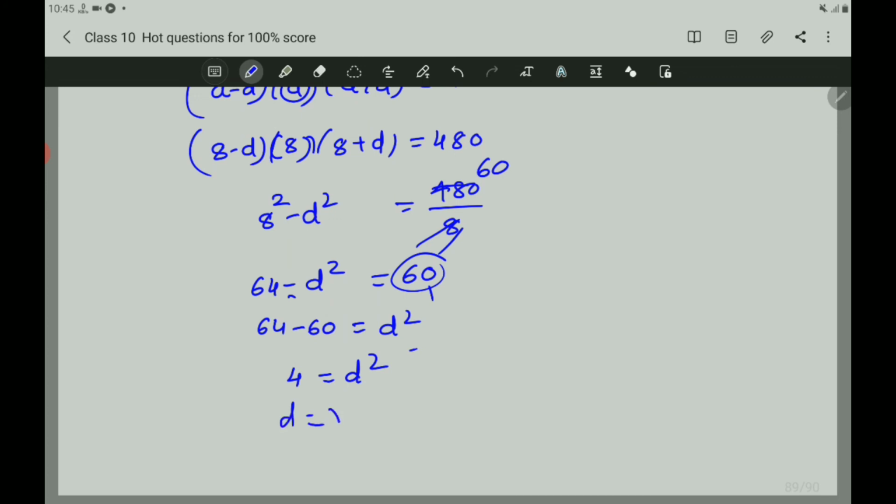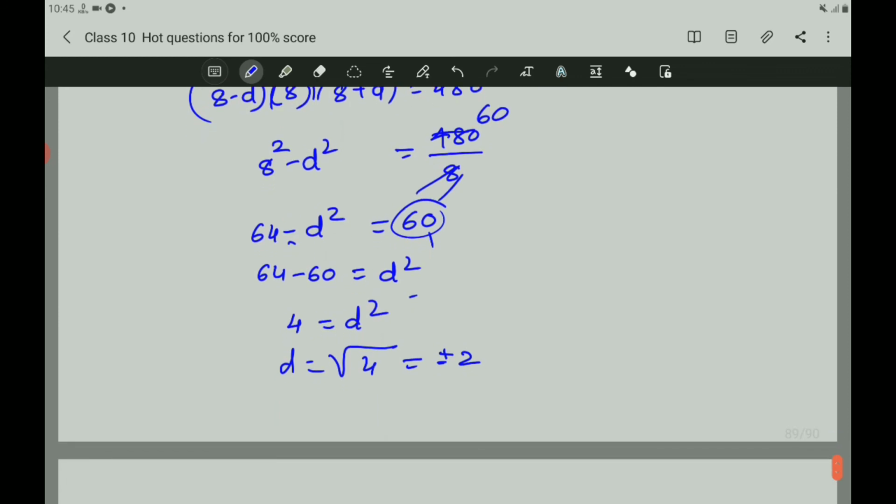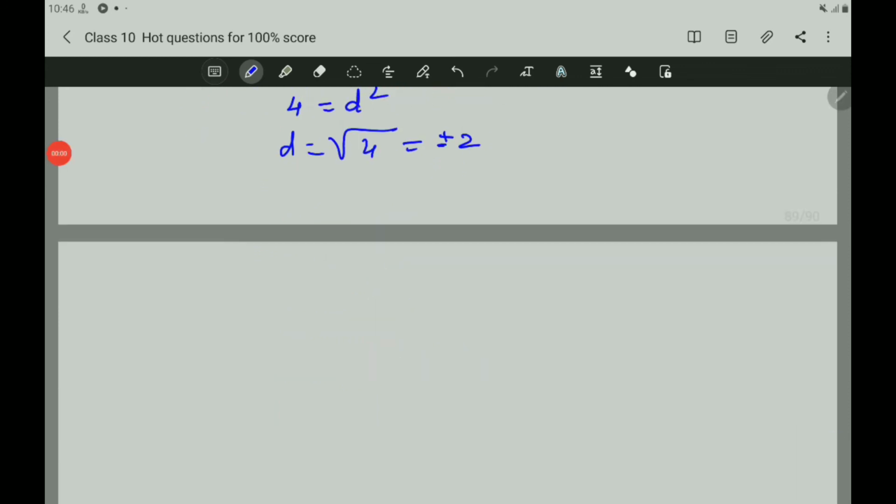So D equals what? Square root of 4, that equals plus or minus 2. You can take either plus 2 or minus 2. The same values you are going to get if you take plus 2 or minus 2. So if D equals 2, then A minus D, that is A is 8, 8 minus D, that is 8 minus 2 equals 6, A plus D.